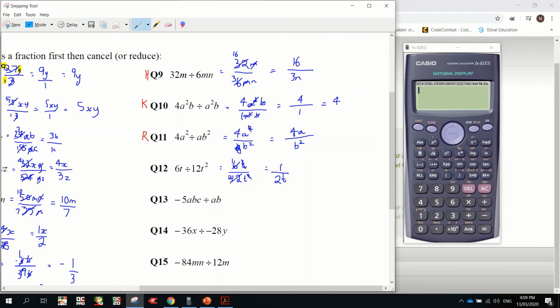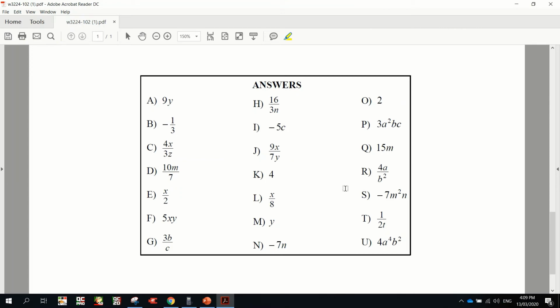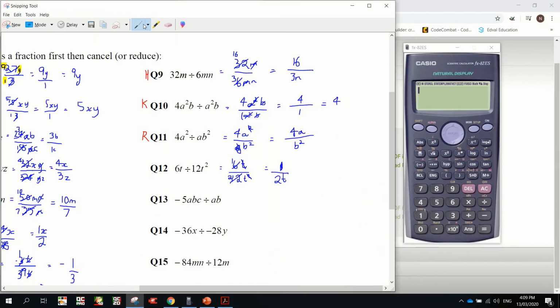That looks like an R, doesn't it? It's a 1. I promise you it's a 1. I just made it worse. There we go. 1 over 2T. There it is. It's T.